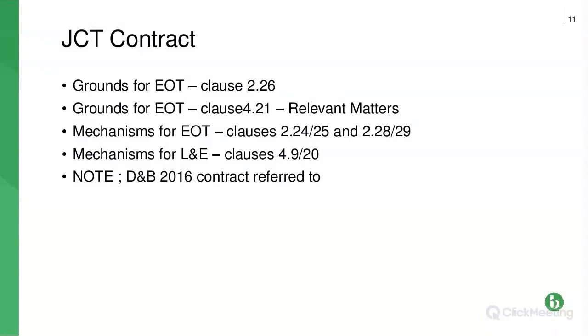For loss and expense, that should say grounds for loss and expense at that second bullet point, they're at 4.21 of the contract, and they're called relevant matters. So bear in mind, unlike NEC, JCT separates the time and the money in terms of where they are in the contract: 2.26 for the time, 4.21 for the money. Similarly, the mechanisms, the notices: for extension of time, 2.24, 2.25, 2.28 and 2.29; for the loss and expense, the money, at 4.9 and 4.20.